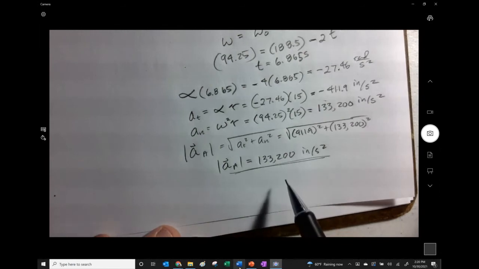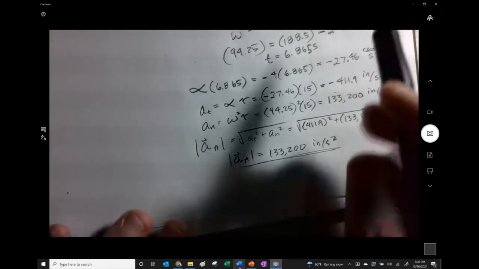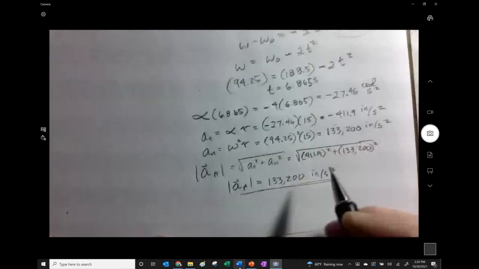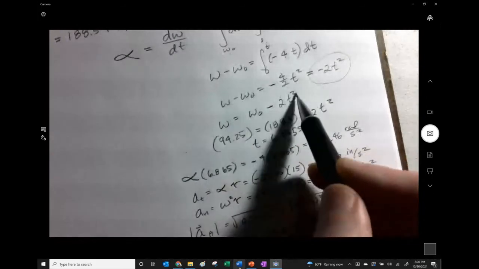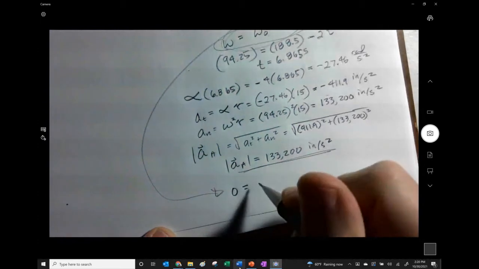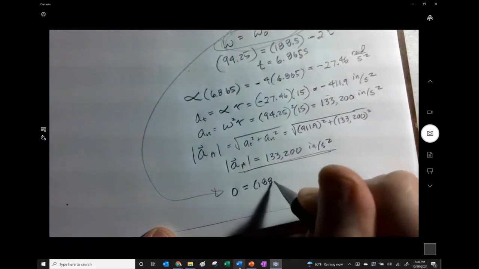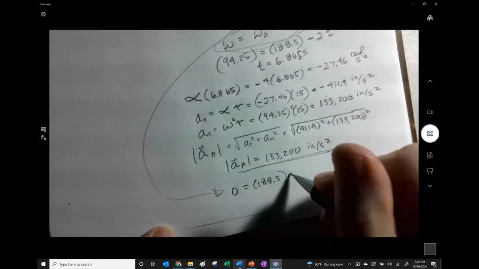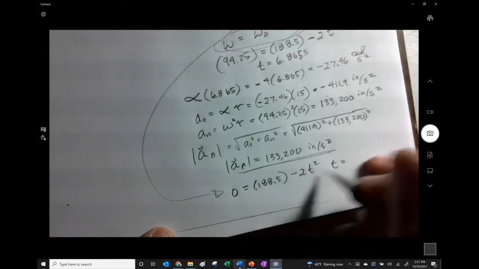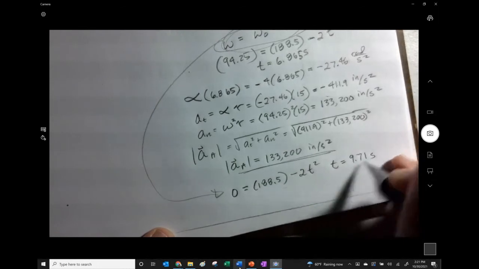And then part C wanted to find the time required for the flywheel to reverse its direction. So all we need is to come back up to this answer right here, which remember was -2t squared. All we have to do is plug in the value. It's this equation right there. Take that equation, move it down, and say 0 is equal to 188.5 minus 2t squared, and we'd find that the time for that to happen would be 9.71 seconds.